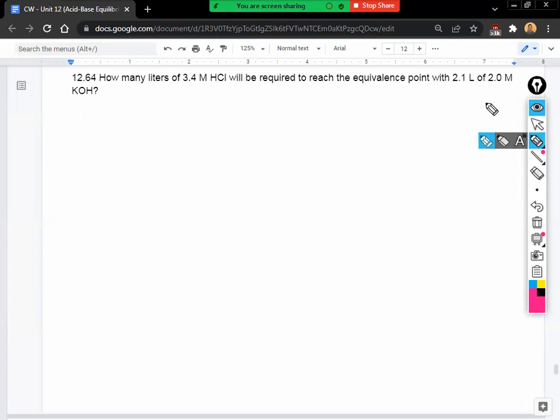12 liters of base, that's a lot. Okay, so basically what you're doing is you've got a 3.4 molarity HCl solution. You're going to be adding base to it, 2 molarity KOH. You added 2.1 liters of it, and you need to find out how much HCl, the volume of HCl, is in here.